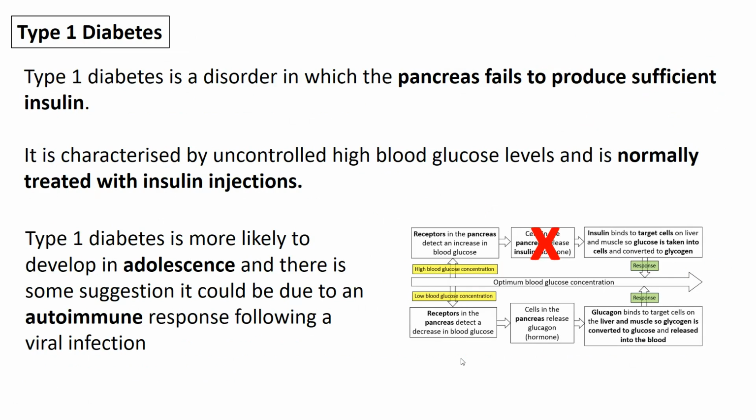However, sometimes this doesn't quite all work the way we want it to. That can lead to disorders like type 1 and type 2 diabetes. Type 1 diabetes is a disorder where the pancreas doesn't produce enough insulin. There's something gone wrong with the pancreas. It doesn't produce enough insulin.